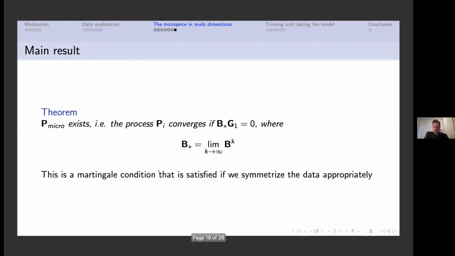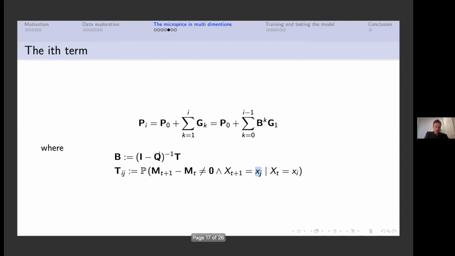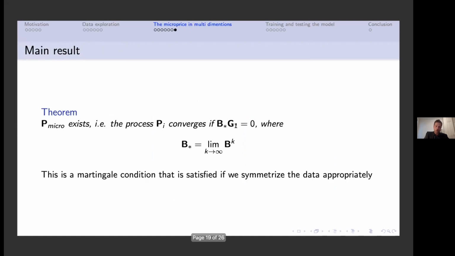One way to think about this, or rather my intuition for this, is that this is like a martingale condition. Not every matrix of transient states Q will yield this result. But a sufficient condition for this to happen is if we symmetrize the data appropriately. I'm going to indicate how we do that soon. One way of understanding this is that if there is a drift in your past data, this will not work. You have to remove the drift in some way.